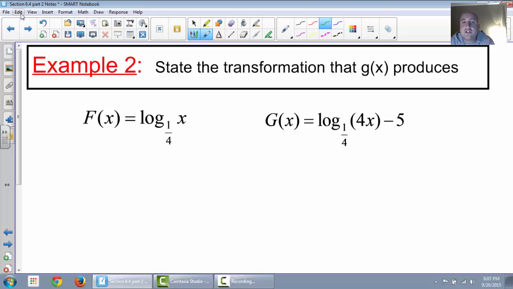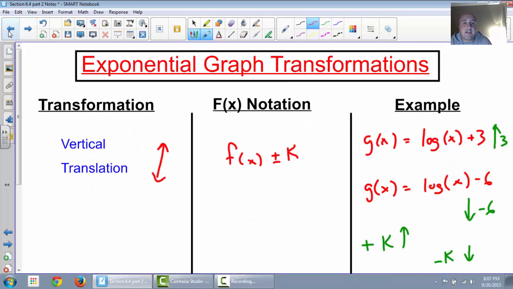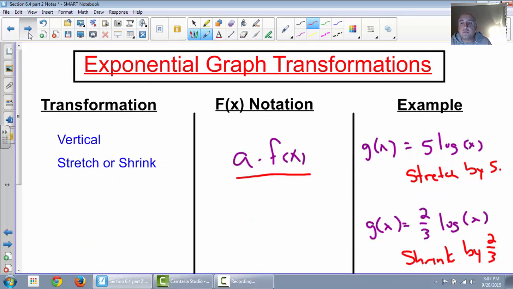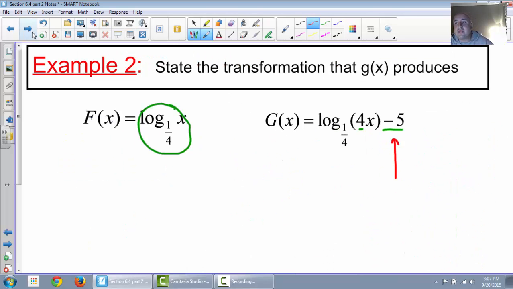Same thing. State the transformation that g of x produces. On the left here, f of x is equal to log base 1/4 of x. And if we notice here, now we have a 4 attached to the x, and we have a minus 5 on the outside. So let's do this minus 5 first. This right here is our k value. If we have a plus or minus k after our function, it's up or down. Positive goes up, negative goes down. So let's see what this one is. This one is a minus 5, so we're going to go down 5 units.